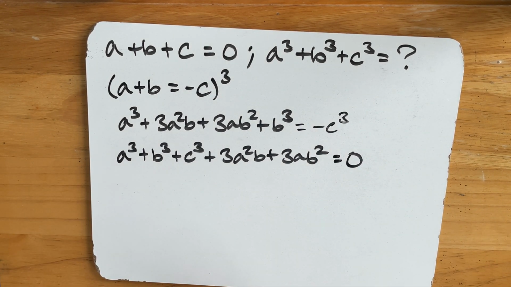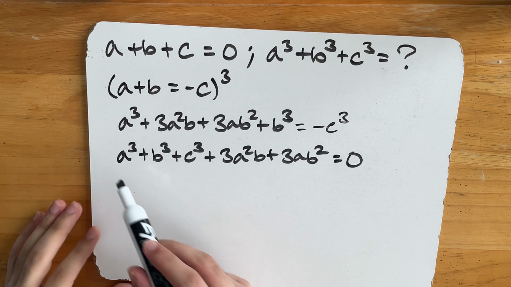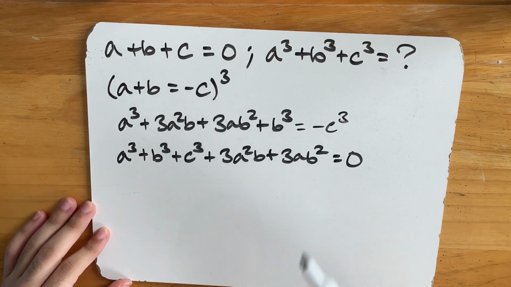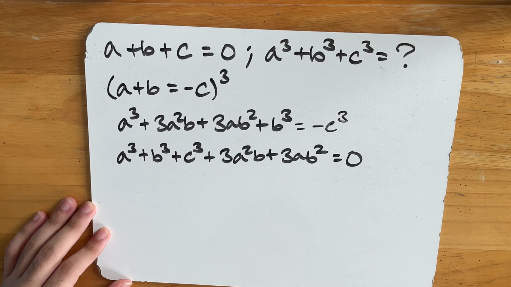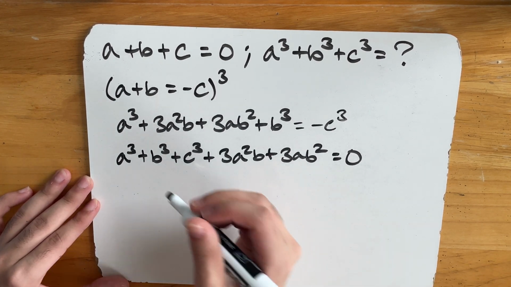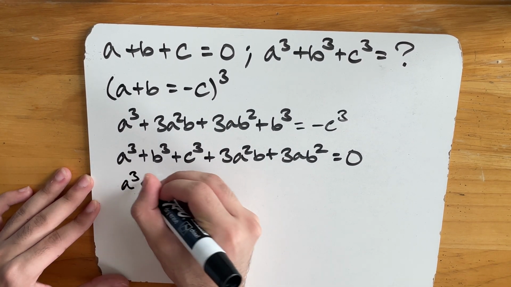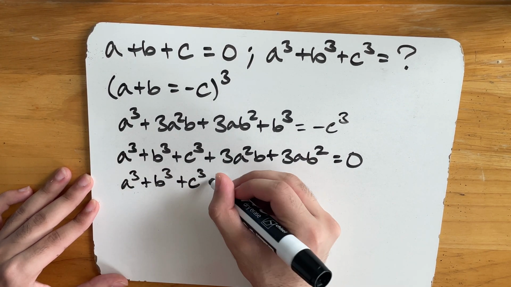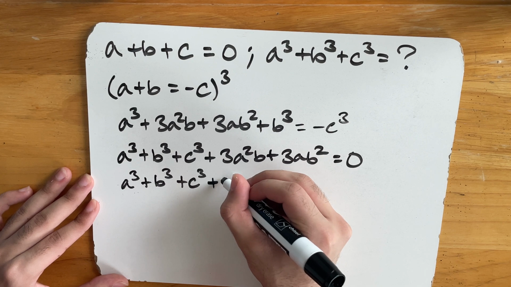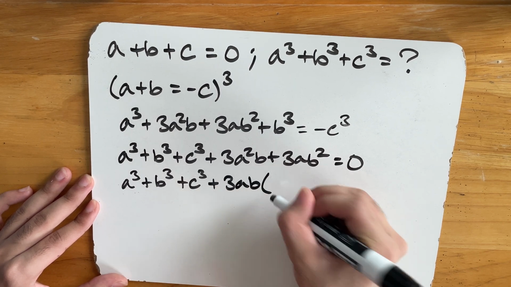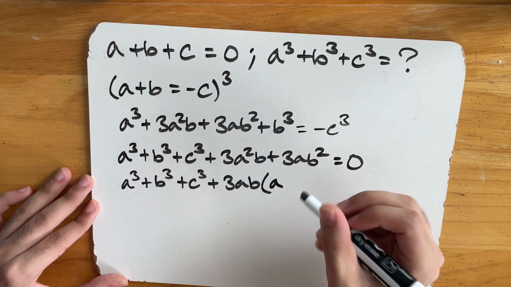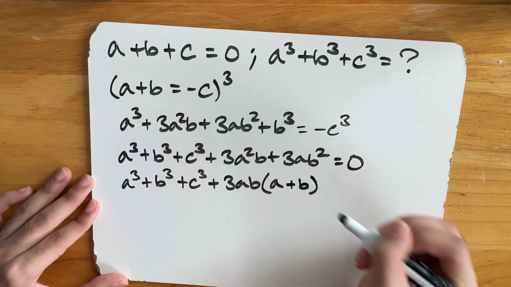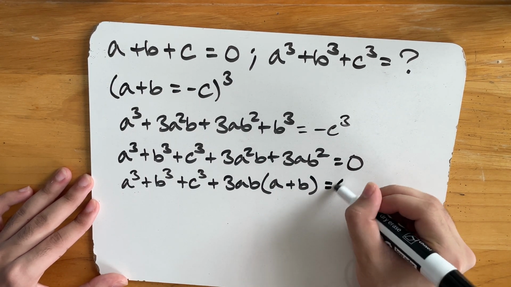Okay, so let's see what we have here. We have the a cubed, b cubed, and c cubed, but we have all this junk. So let's see what we can do with that junk. I think I can factor out a 3ab from these two terms. So I'll get a cubed plus b cubed plus c cubed, same thing, and plus, I take out 3ab, so I get plus 3ab times a plus b, and that's equal to 0.